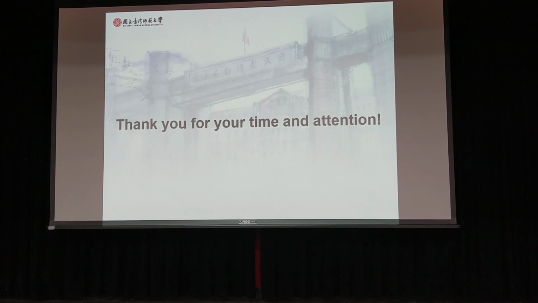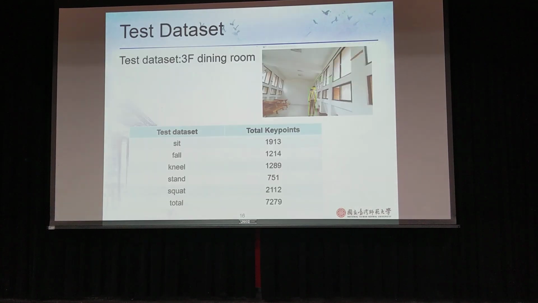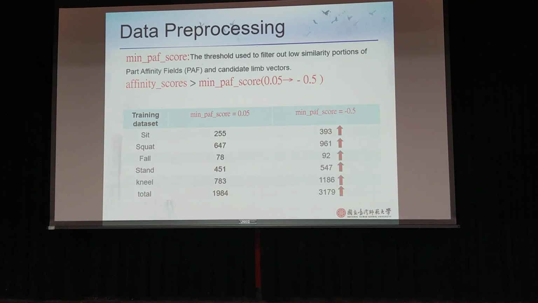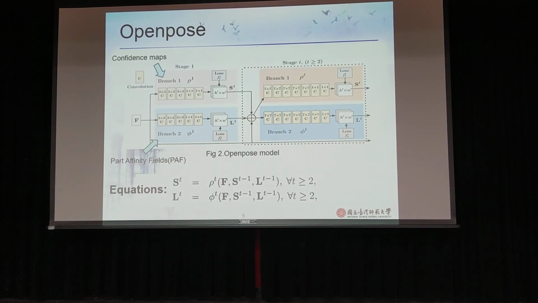Can you explain the equation on page 5? S_t represents the confidence map predicted for each key point in the t-th stage, and rho denotes the CNN architecture of the t-th stage.